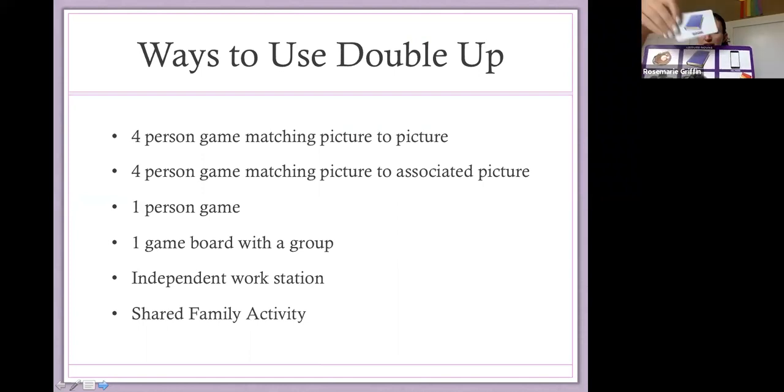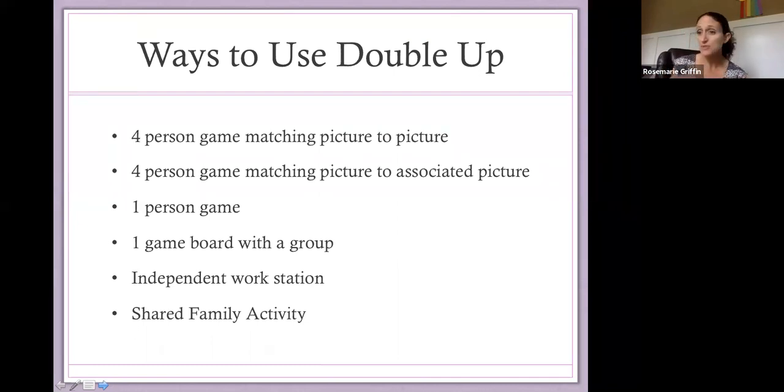I get the book, I match it. I could also use the red cards and I could have the book and match to the person reading a book. So it's all dependent on who you're working with that day. I think that's why it's a really nice flexible activity.